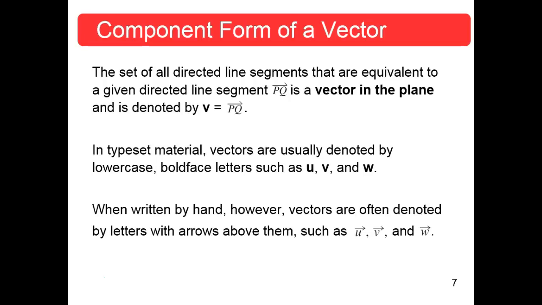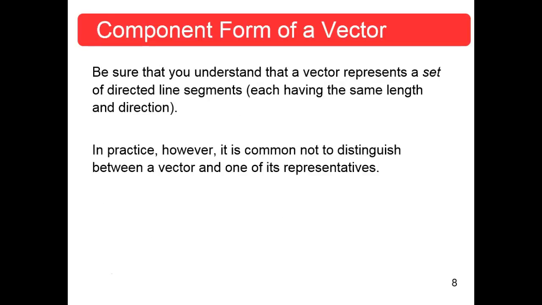That's how I write them. Okay, and that's what you'll see, but in the text there'll be bold-faced U, V, and W. Make sense? Be sure that you understand a vector represents a set of directed line segments, each having the same length and same direction. That vector represents any of those. In practice, however, it's common not to distinguish between a vector and one of its representatives. We just call it vector V or whatever, just any one of them.